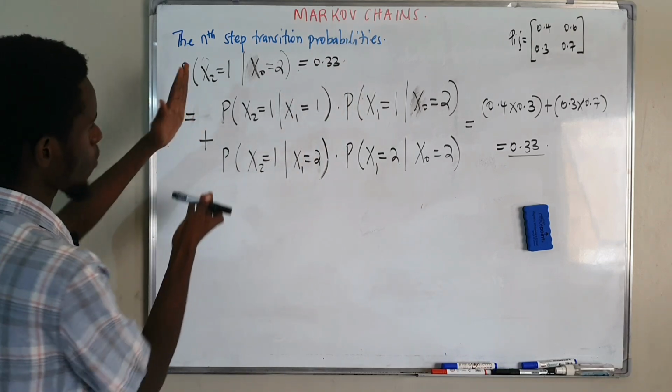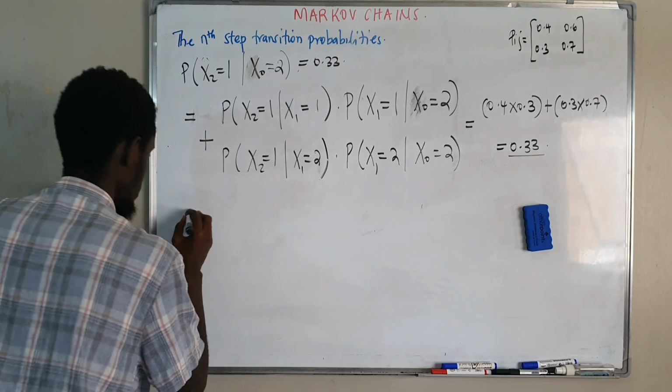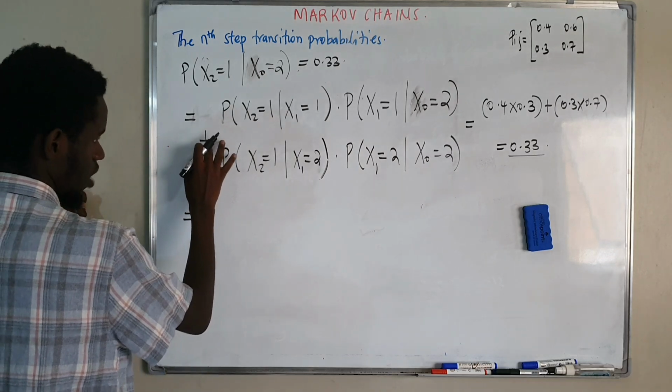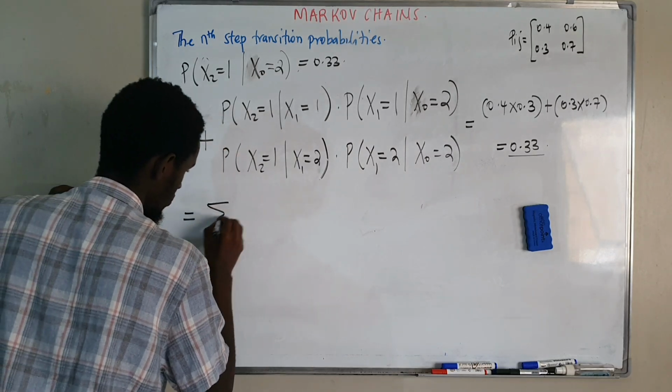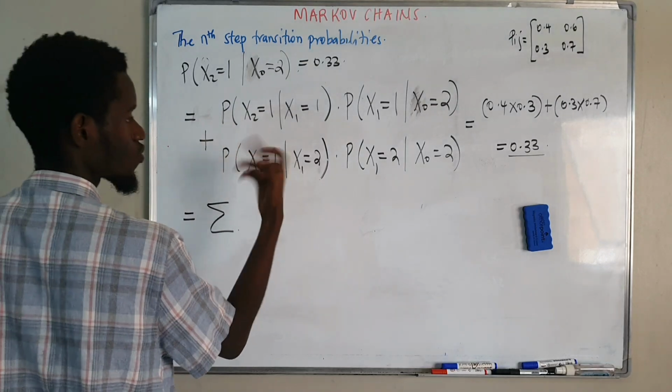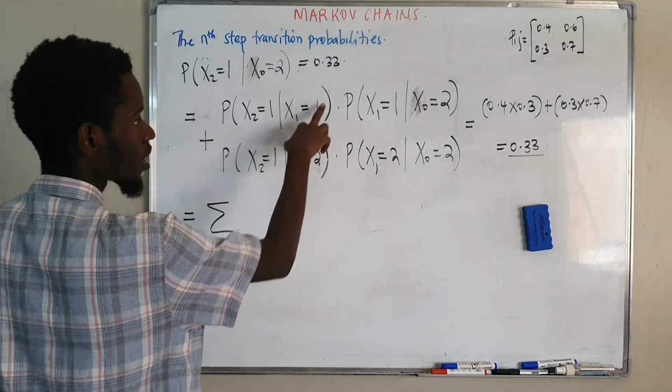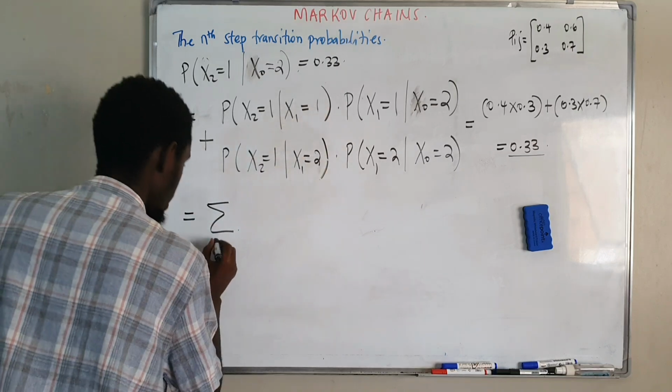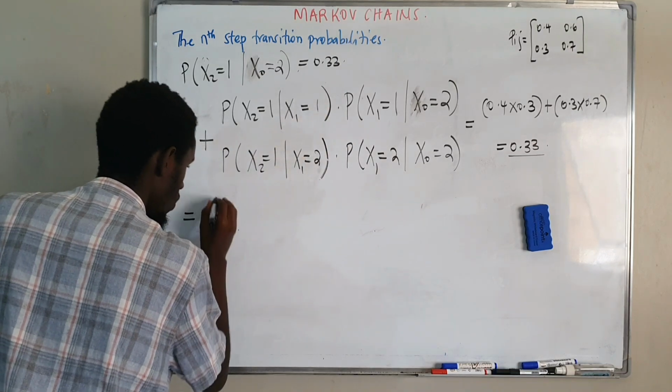Let me first show you something. I want to combine these two. Since I have an addition sign here, it's the same as having a summation. Remember, we have two states: raining and not raining. Therefore, our X1 can take on either 1 or 2. Therefore, I'm going to say k equaling to 1 or 2.